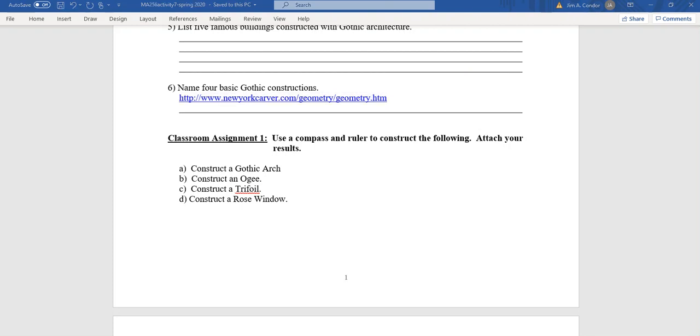And so we're gonna go to this link here because this is going to show you how to do classroom assignment 1. Now you can use a compass and a ruler, or you could construct it in Illustrator or so on if you wanted to, since we're not meeting.